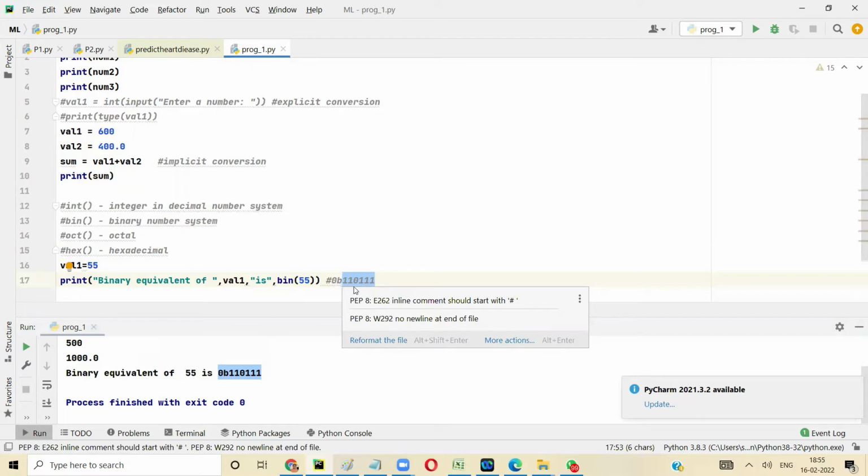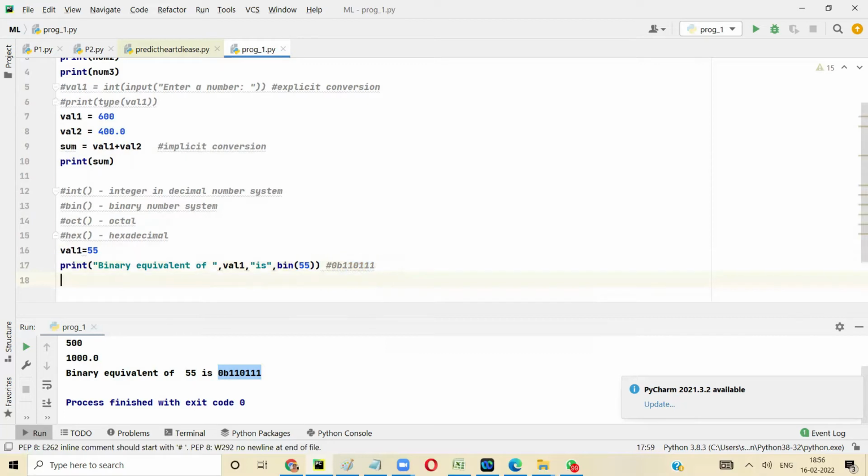So 110111, that's the binary equivalent of 55, 110111. Okay, and 0b is to indicate that it is a binary number system. Similarly, if you want to convert into integer, let's say, right? So the decimal equivalent of this is, okay, I'm going to say int of this.